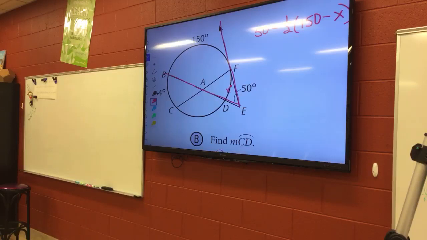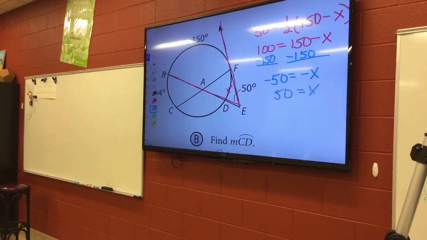To me, it's always made sense that you're doing a minus sign when it's outside and a plus sign when it's inside. That might just be because I'm a math person, but to me it just made sense. So if I do this, I get 100 equals 150 minus X. Subtract 150 from both sides, and I get negative 50 equals negative X, or 50 equals X. So that one happens to be the same as the angle, doesn't it? It's not always true. Okay?